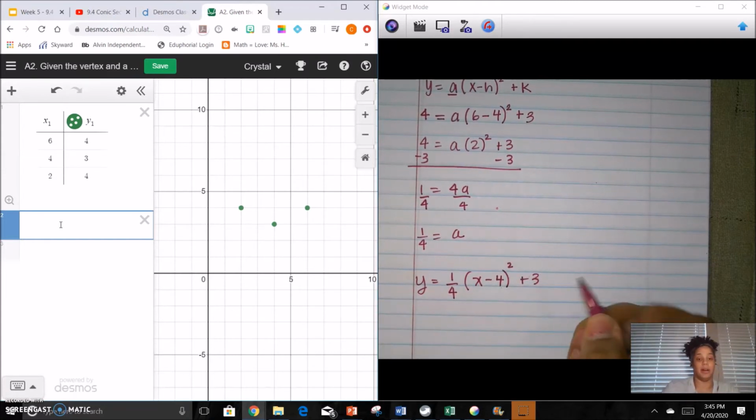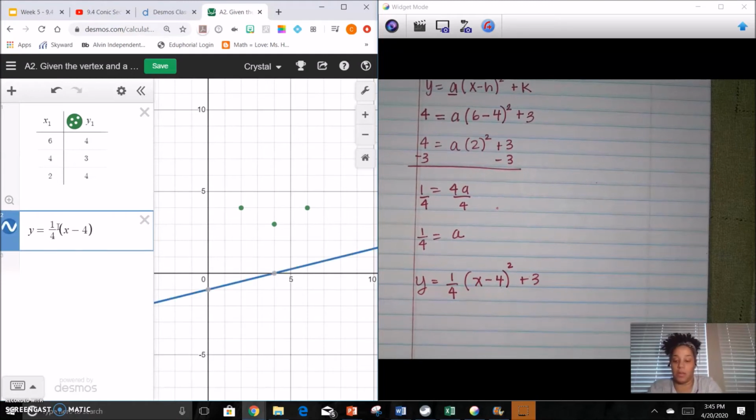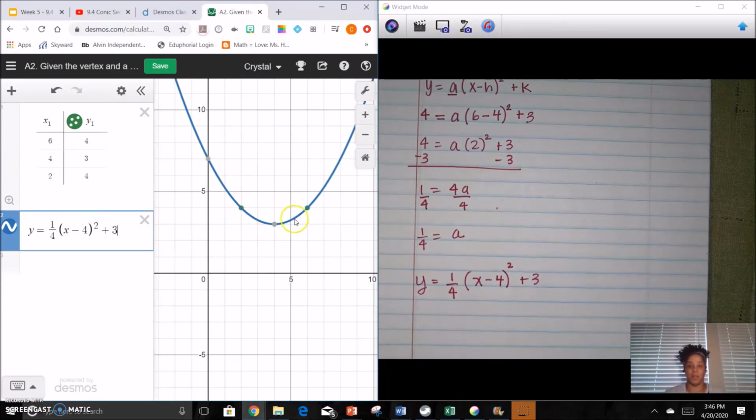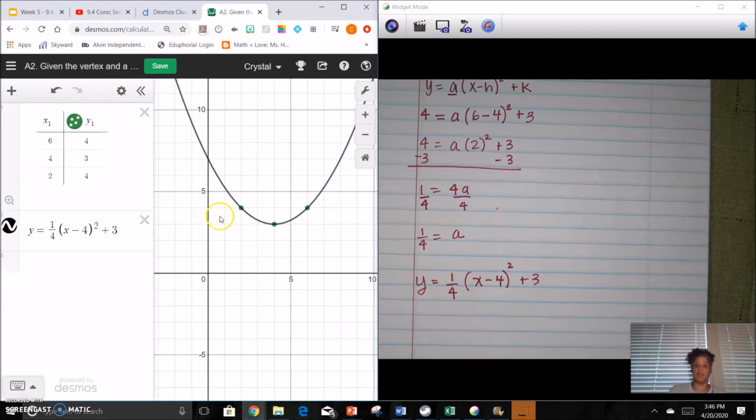All right, so we're actually going to type that into this graph. y equals 1 divided by 4, parenthesis, (x minus 4) squared plus 3. And look at that. This graph goes through those points that were already on the graph. All right, so I need to change the color of this. I'm changing this to black. And there we go. We can see the green points that were on here from the table already, and we can see the black graph that's on here.